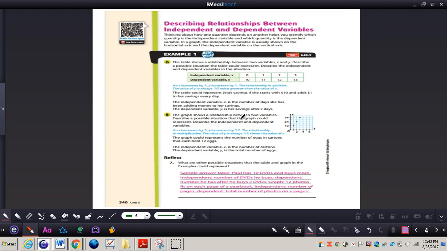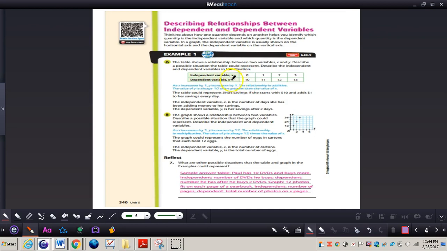So we could see the independent variable x is the number of days she has been adding money to her savings, and the dependent variable y is her savings after x days. Now, why would independent variable be x and dependent variable y? Because the independent variable, the number of days, are passing. That does not matter.